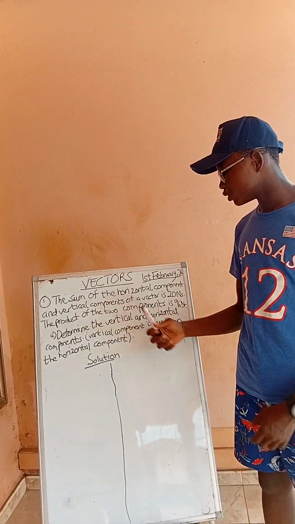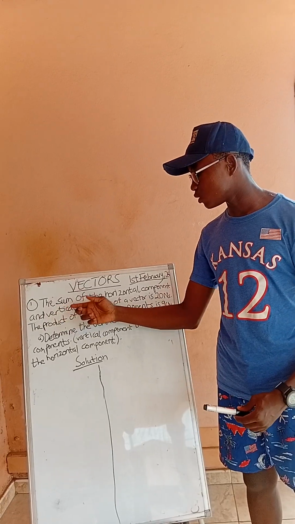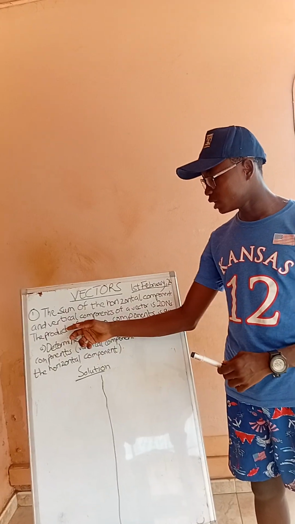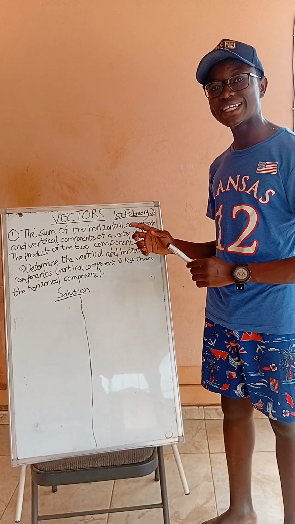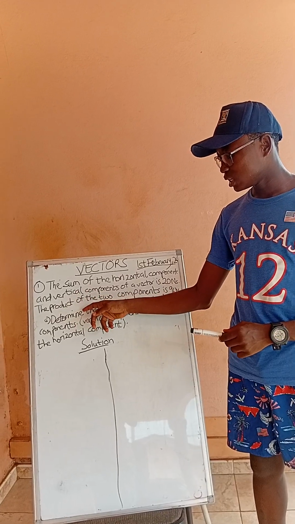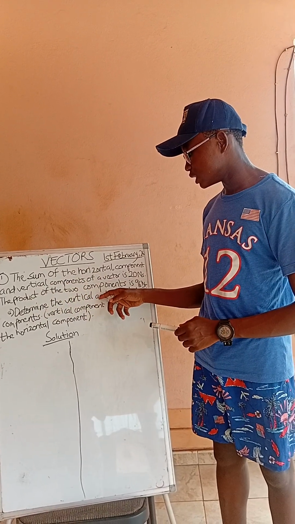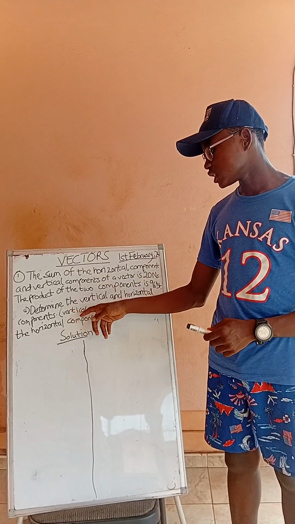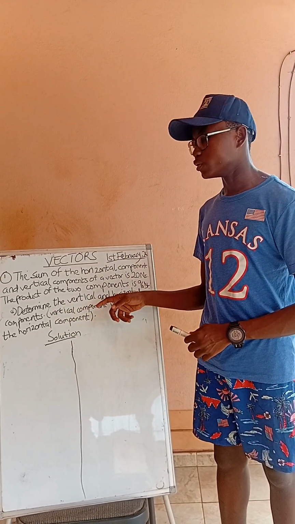Today we have a question on vectors. The sum of the horizontal component and vertical component of a vector is 20 Newton second. The product of the two components is 96 Newton second. Determine the vertical component and horizontal component. And note, the vertical component is less than the horizontal component.